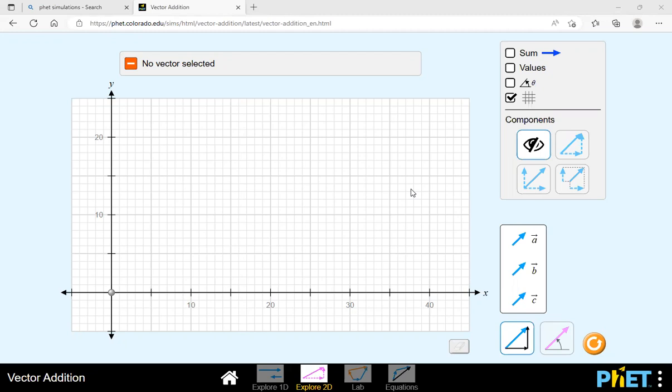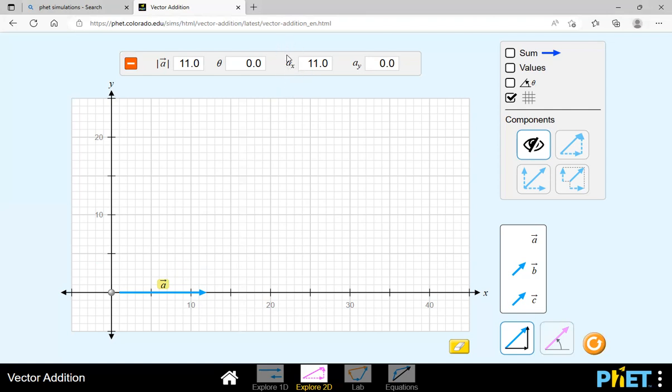Hello, grade 11. This video is on vectors and how to find the components of vectors. So let's take vector A. If you compare vector A to the x-axis, it is parallel, so we say that it's along the x-axis. And if you see here, the component of this vector is only ax.